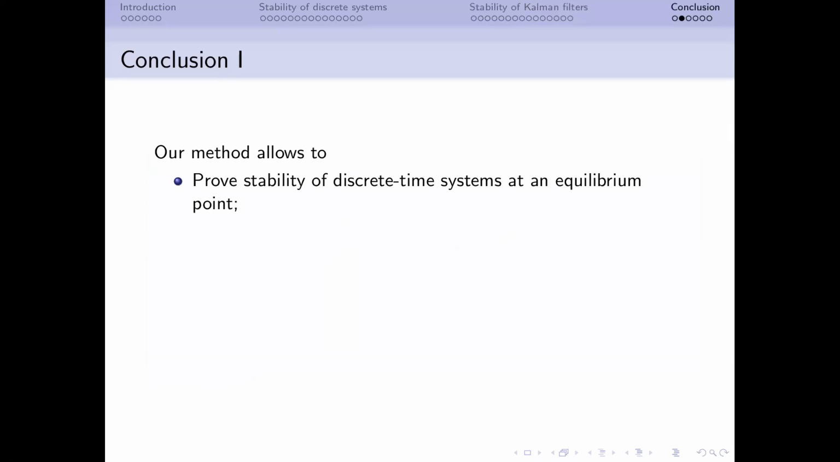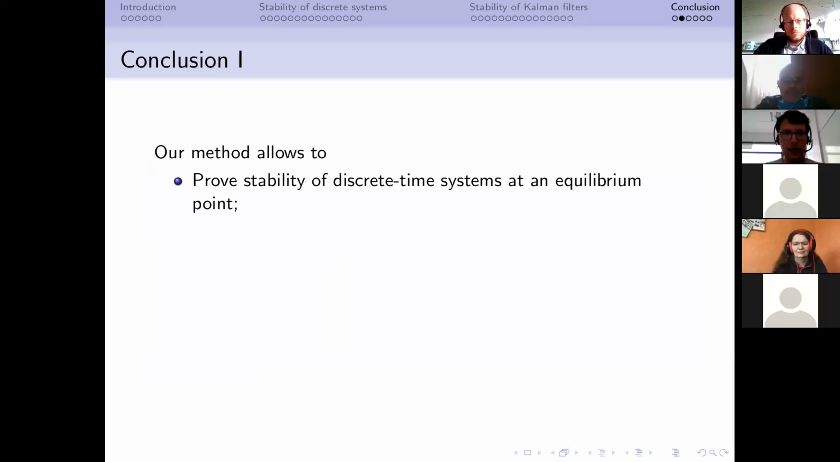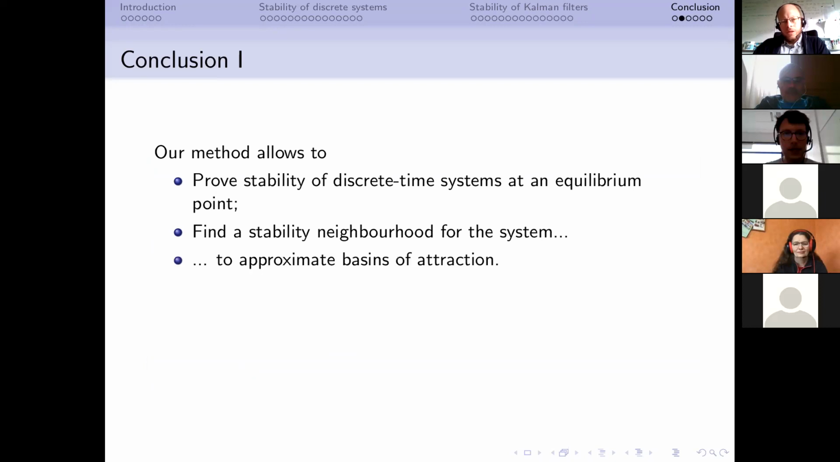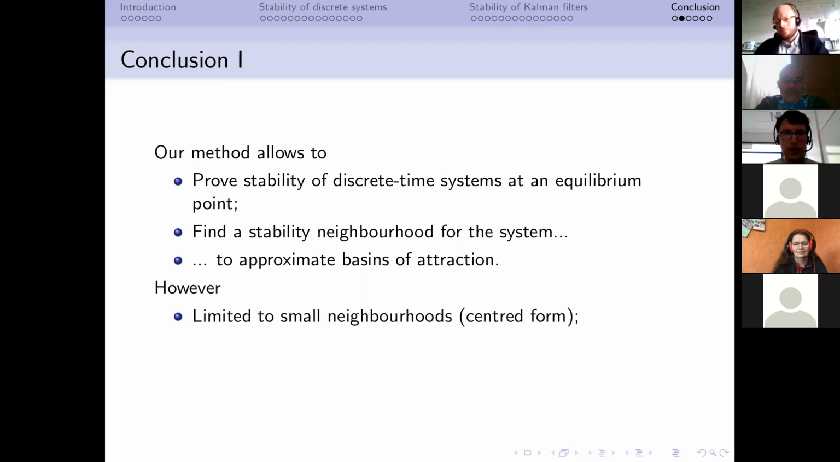So as we have seen, the method we proposed allows to prove stability of a discrete time system in a neighborhood of an equilibrium point, a fixed point. It also allows to prove stability inside a neighborhood. So we can find a stability neighborhood for the system. And doing so, we can then approximate basins of attraction, which is actually what we want. Quick reminder, a basin of attraction is the set of initial conditions that will lead the system towards its attractor, say a fixed point.